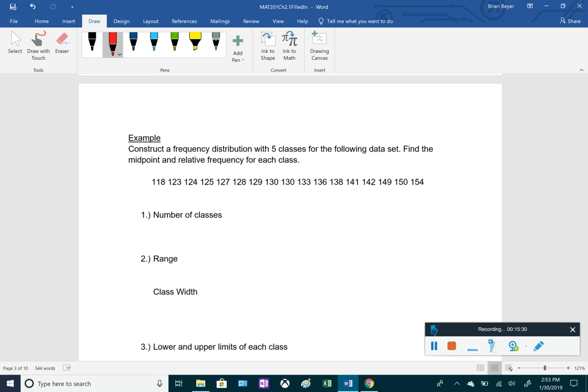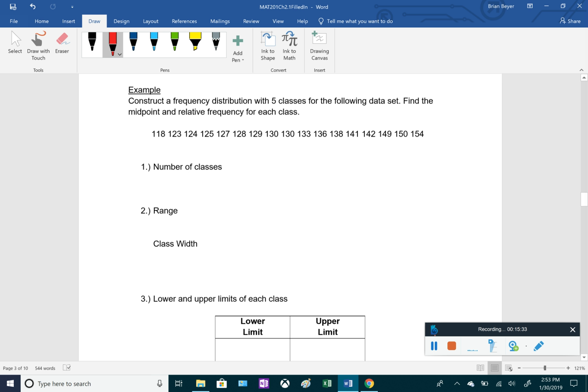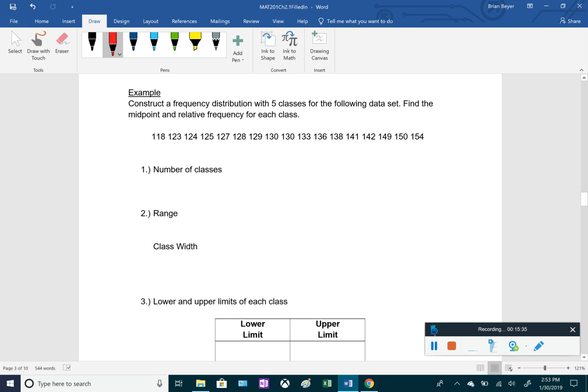Okay, so let's do another example here just from the beginning. Let's construct a frequency distribution with 5 classes for the following data set. I'm just going to underline 5 right away. We want to find the midpoint and relative frequency for each class. So here's our data set with all these data entries. The number of classes is going to be 5 because it's given to us.